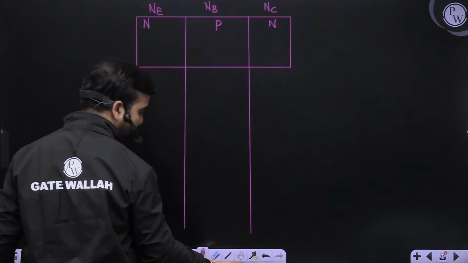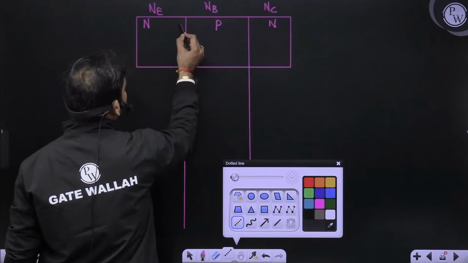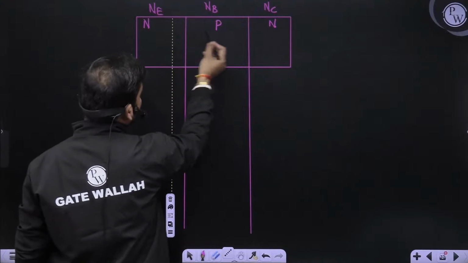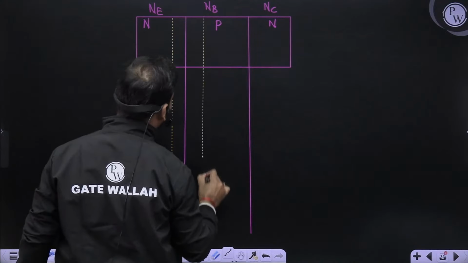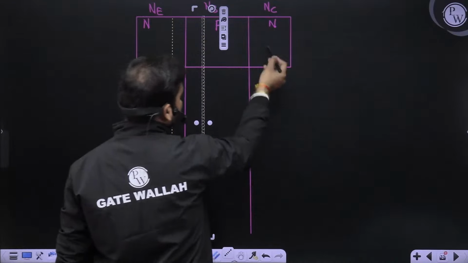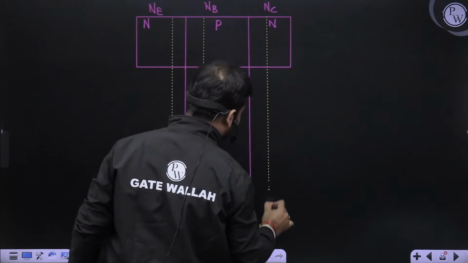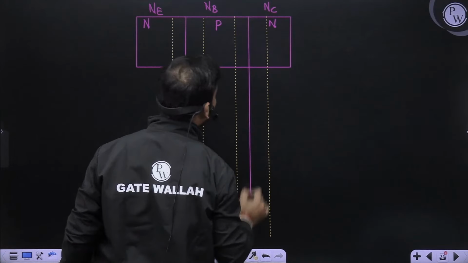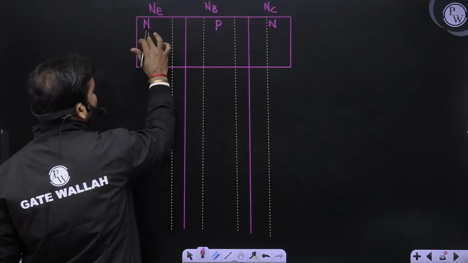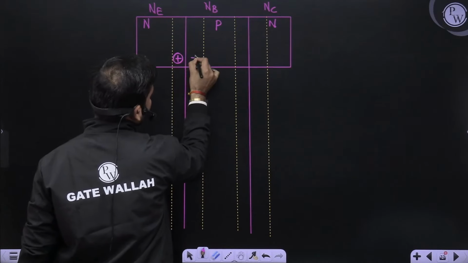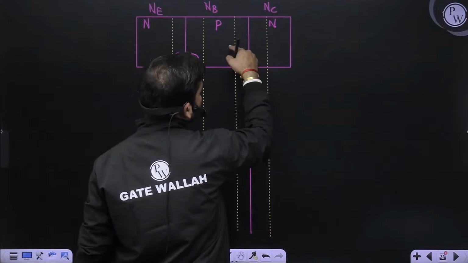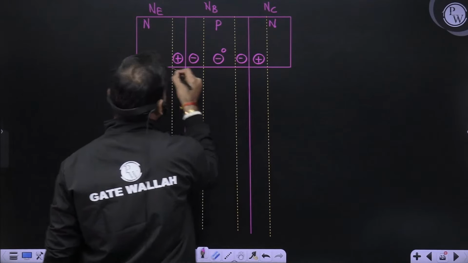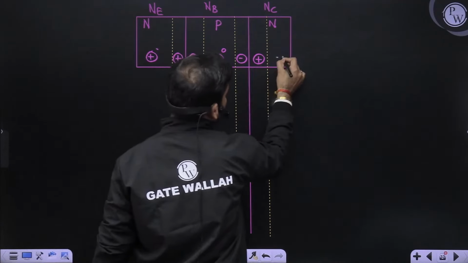At equilibrium you will have some depletion layer. Obviously the emitter is heavily doped, so the depletion layer thickness will be less. The base is lightly doped compared to the emitter, so its depletion layer thickness will be more. The collector is the lightest doped compared to the base, so the base will have a smaller depletion layer thickness compared to the collector. This is the N side, so here you will have positive ions, and in the depletion region on the P side you have negative ions. This is a PN junction, again N side positive ions, P side negative, and this is the neutral N region, the neutral P region, and this is the neutral N region.